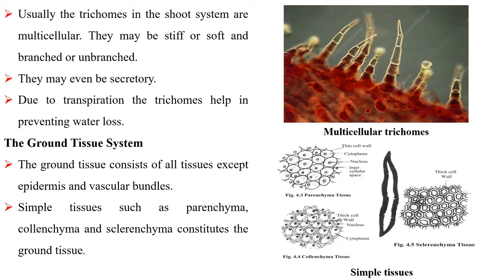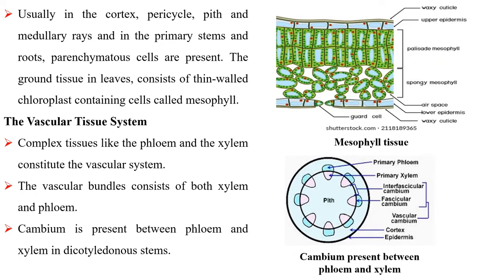The ground tissue system. The ground tissue system consists of all tissues except the epidermis and vascular bundles. Simple tissues such as parenchyma, collenchyma, and sclerenchyma constitute the ground tissue. Usually, parenchymatous cells are present in the cortex, pericycle, pith, and medullary rays in the primary stems and roots. The ground tissue in leaves consists of thin-walled, chloroplast-containing cells called mesophyll.